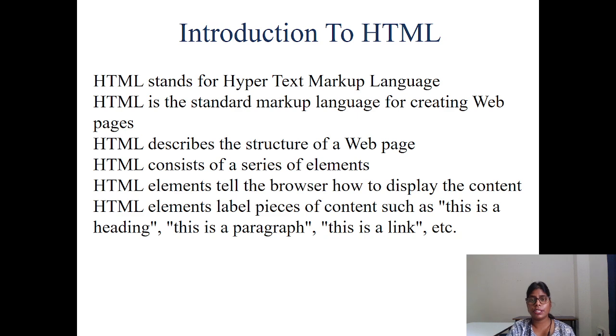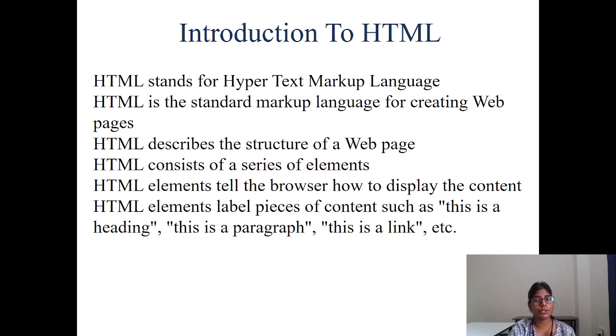In HTML, you can divide it: H is for hyperlink, which is used to connect one page to another page, and T is for text. Text is the data you can see on the web page. And markup language is a language that uses some properties like elements, attributes, and important tags, by using which you can design a static web page.